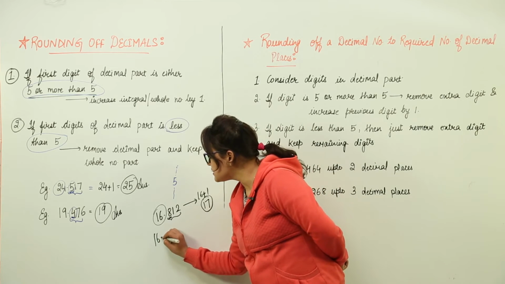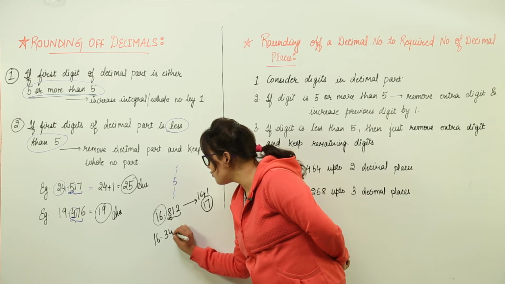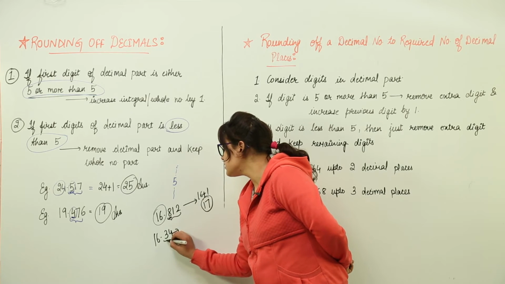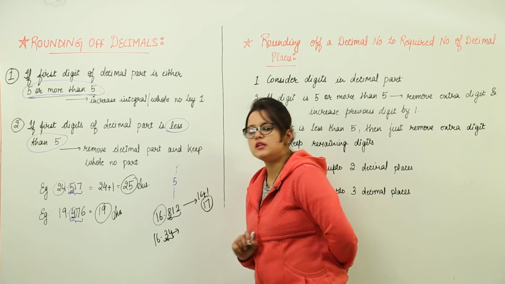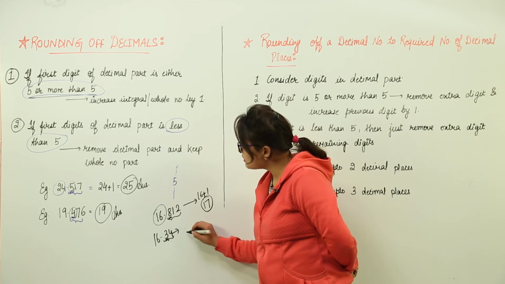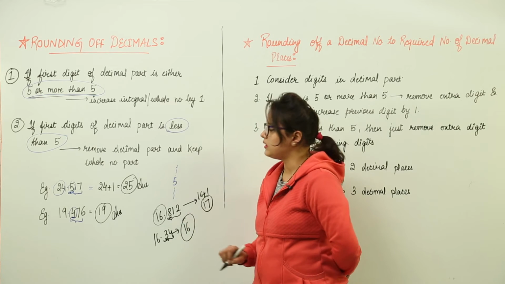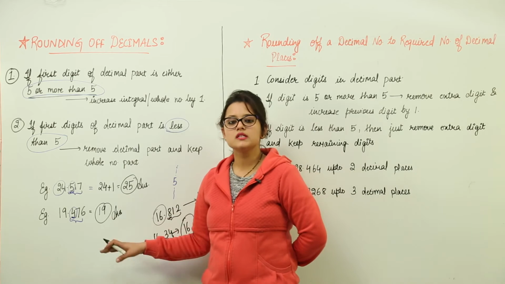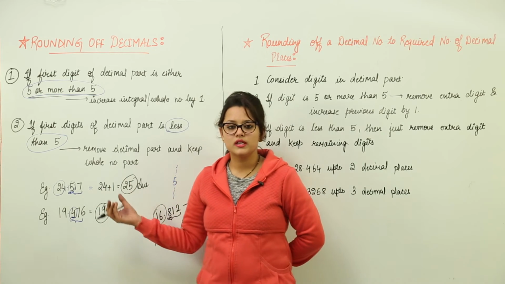If it would have been 16.34, here the decimal part is having first digit as 3, which is lesser than 5. So this will be written as 16 only, right? So these were the cases when you have to round off the decimals.